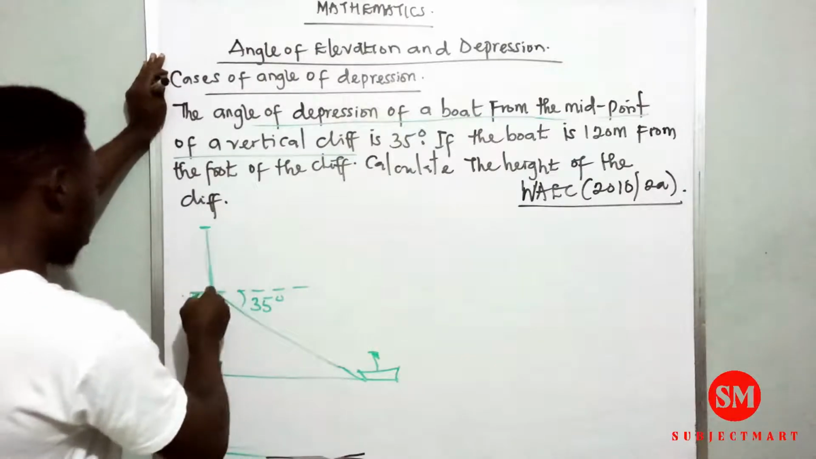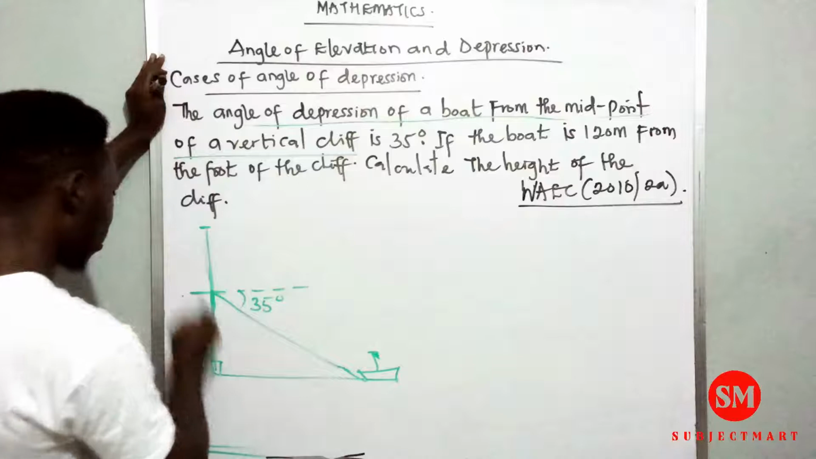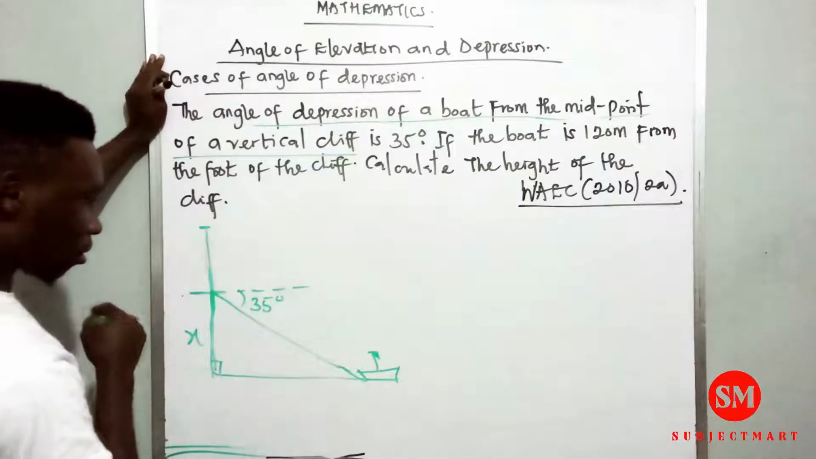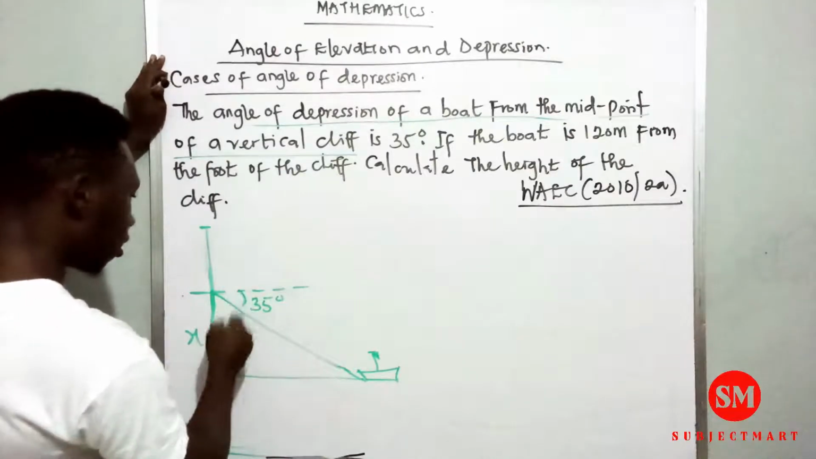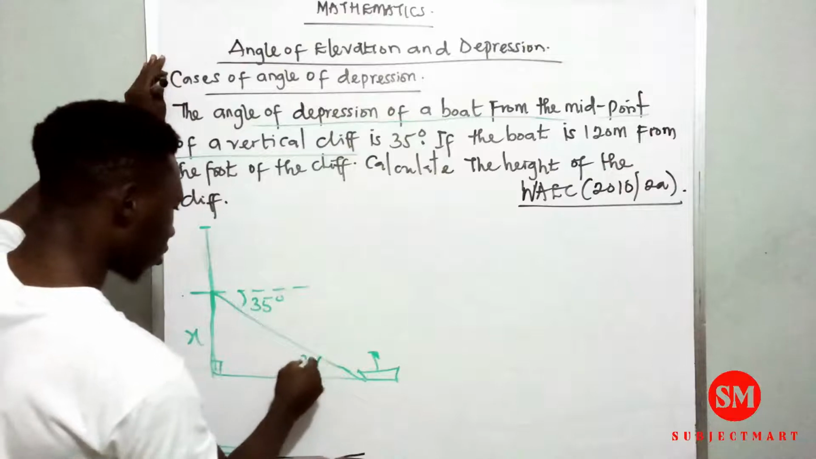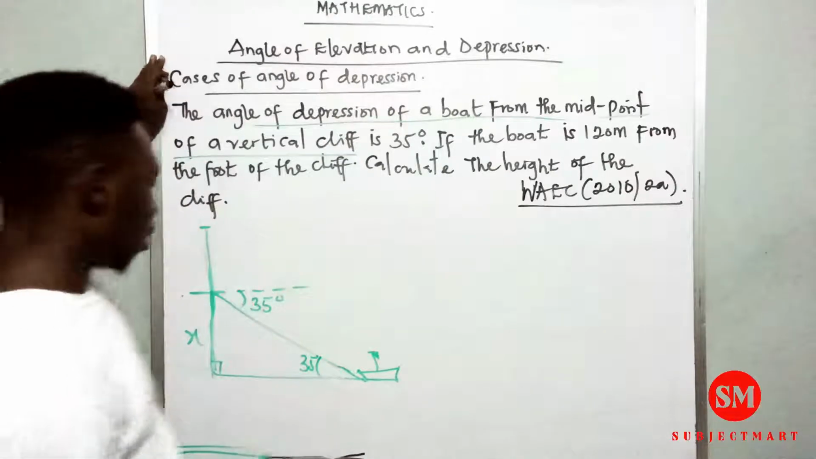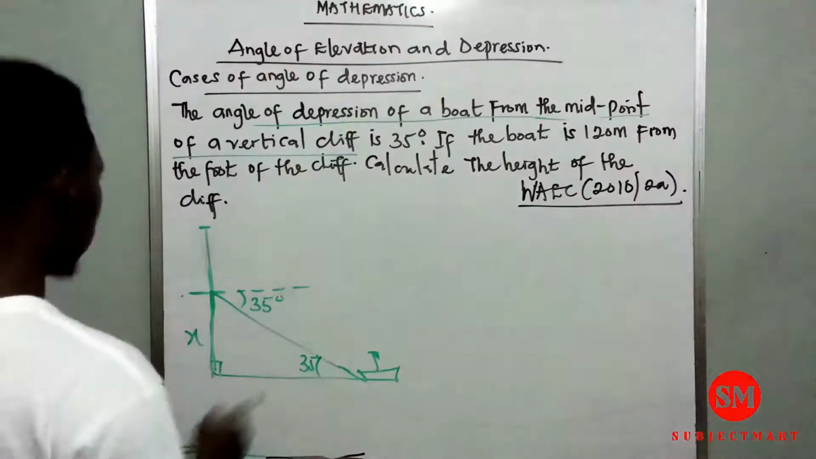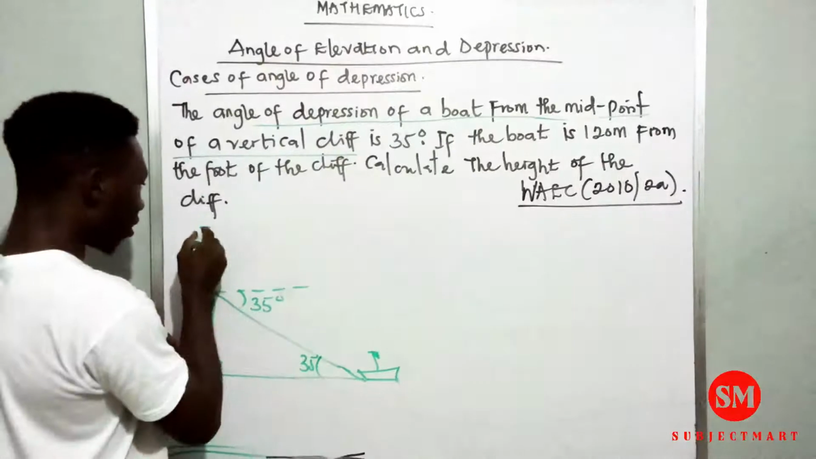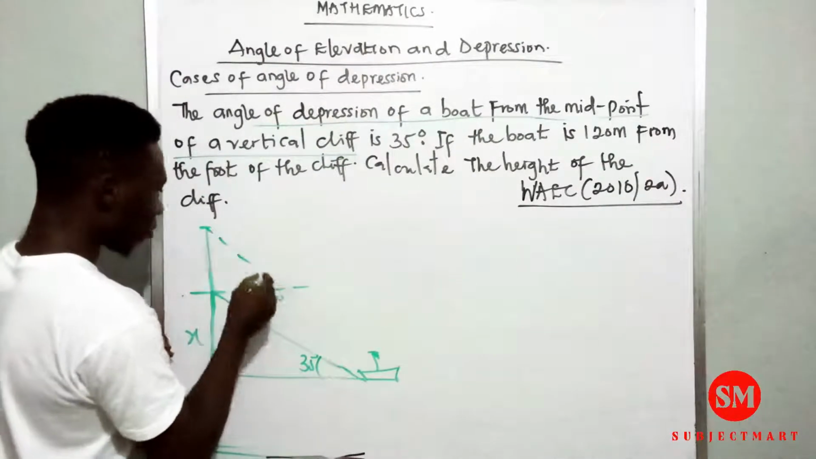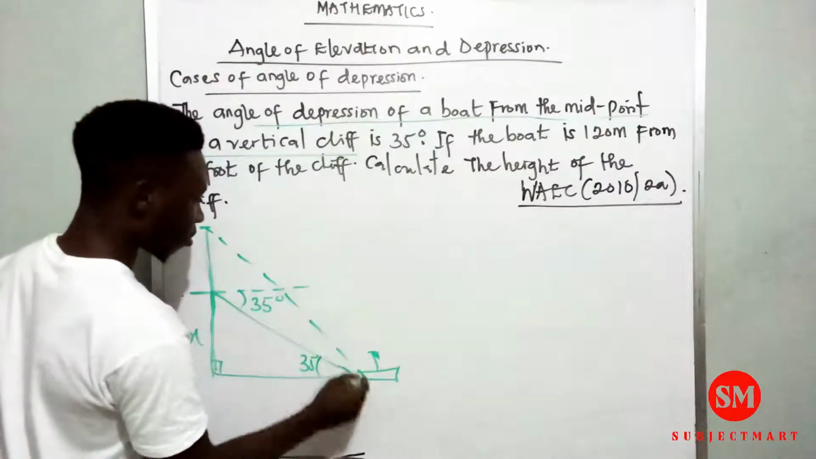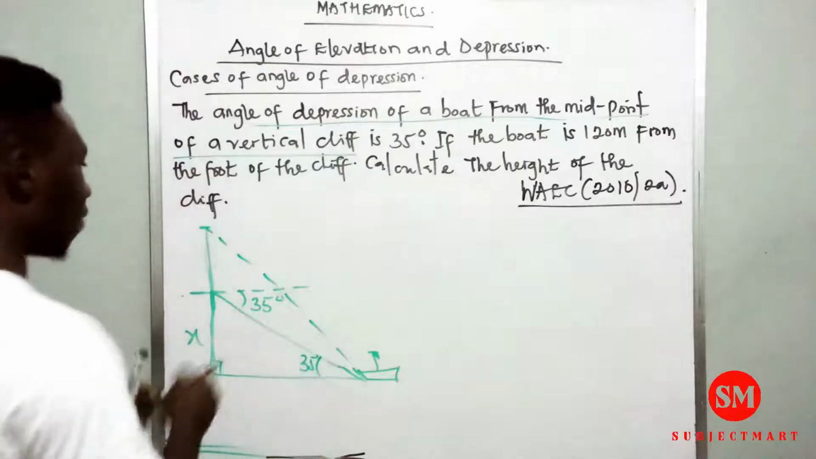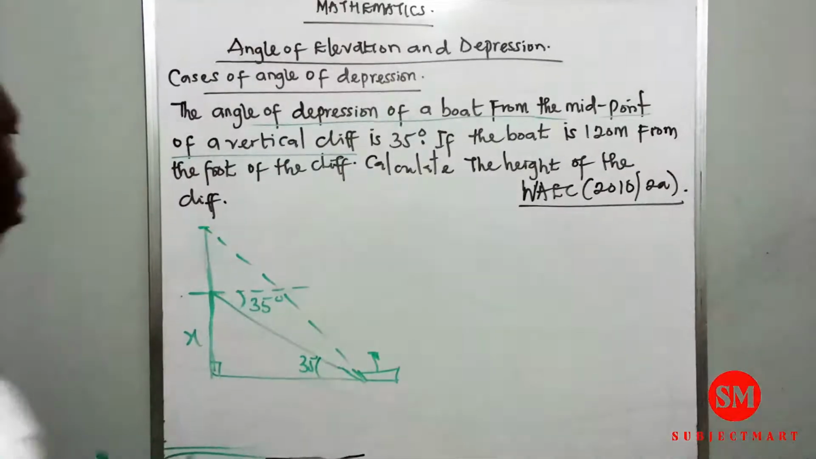Calculate the height of the cliff. So let's say here is X. Now we have this, which is also 35 degrees. Having this as 35 degrees, we can now proceed with our solution. If we are looking for the height of the cliff, don't forget this is the height. Now we have our cliff. Now let's proceed with the solution.